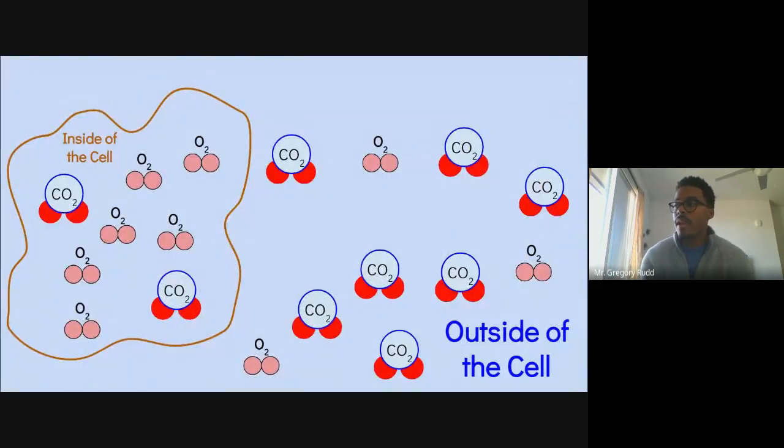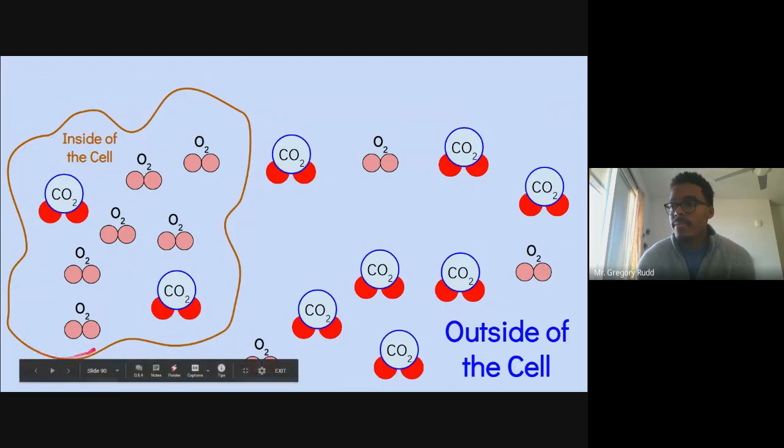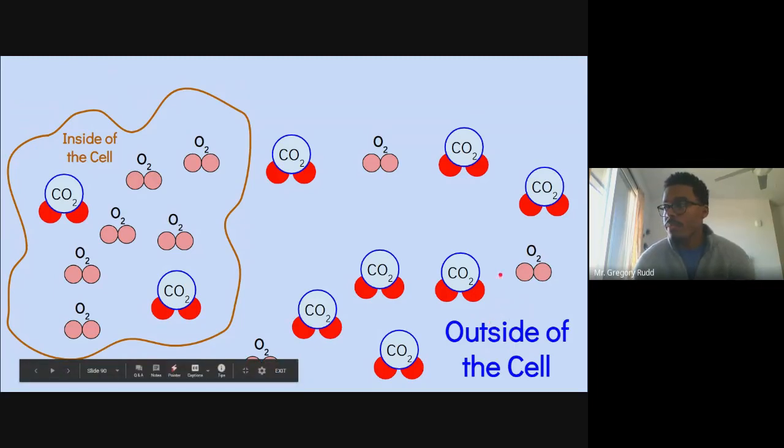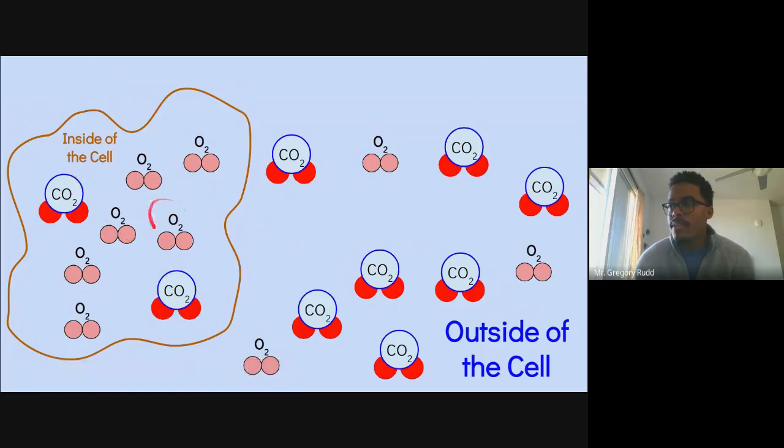Okay, let's take a look at this, and then you guys will have time for your asynchronous assignment. So we've got a region inside of the cell. This is called the intracellular region. We can see that the cell has a membrane. Then we've got a region that is outside of the cell, and that's called the extracellular region. Extra is a prefix that means outside. So extracellular region. Inside of the cell, we've got some carbon dioxide, and we've also got some oxygen. Outside of the cell, we've got some carbon dioxide, and we've also got some oxygen.